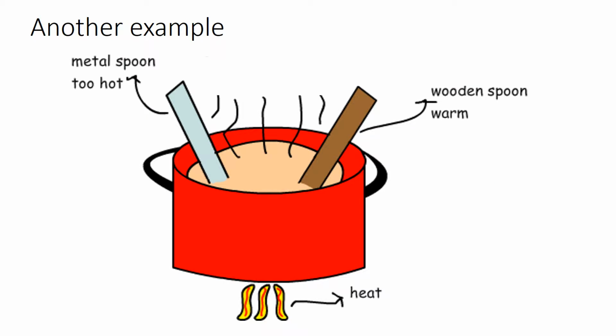Another example: when we are heating food in a pot and the food is really hot, and then we put a spoon in the hot food, we will feel that when we put in a metal spoon, the spoon will be really hot, and when we put in a wooden spoon, the spoon will be maybe a bit warm but much cooler than the metal spoon. And the question is why? Why are those phenomena happening?